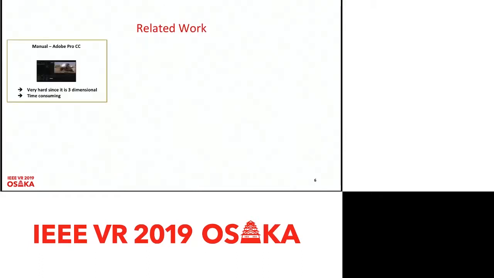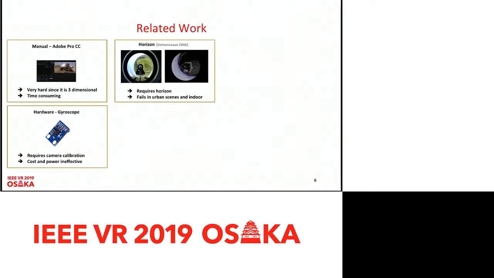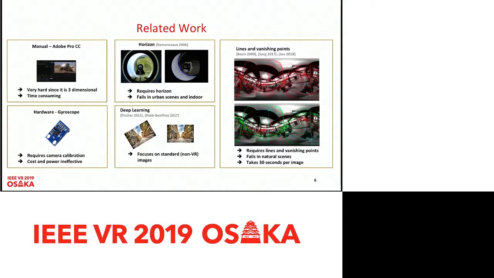Previous attempts include manual rectification using programs such as Adobe Pro, hardware such as gyroscopes, or utilizing computer vision methods such as horizon-based or lines-based. However, these all have limitations as specified in the slide. Specifically, computer vision methods usually fail to generalize to general scenes as they require specific features in the images. So recently, deep learning approaches have been applied, but they mainly focus on standard non-VR images.